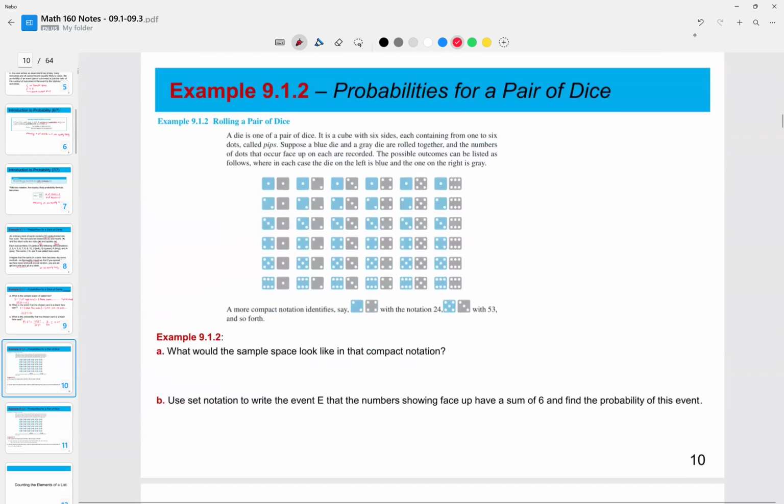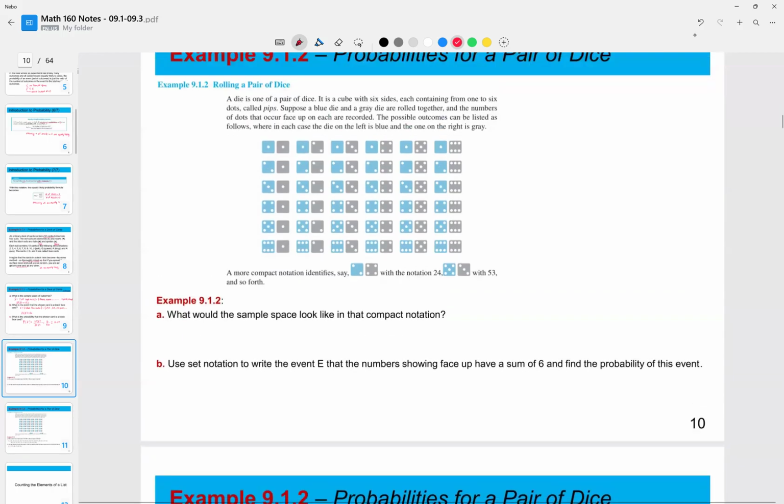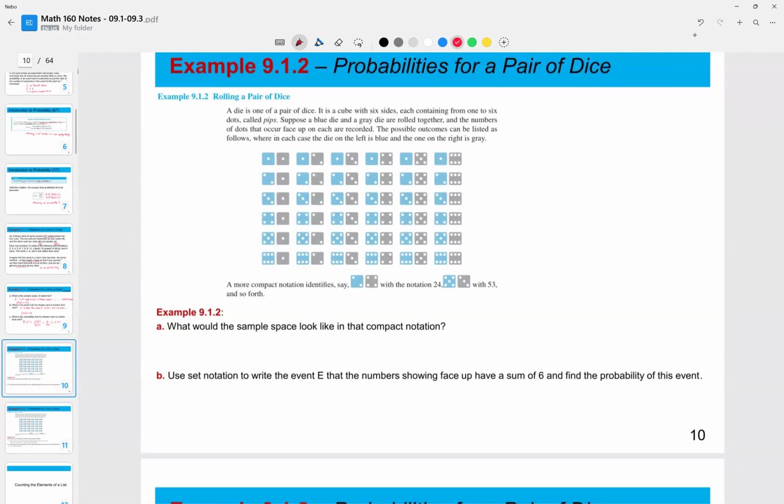Okay, so for this example, another good one besides cards is dice. If we roll two dice, we can imagine that if we color them differently, it's easier to see. And we can count the number on each die, which the book helpfully lets us know is called pips. So we can use this to help us solve a problem. For part A, what would the sample space look like in this compact notation? Meaning, using this compact notation, the sample space here would be all two-dice rolls, right?